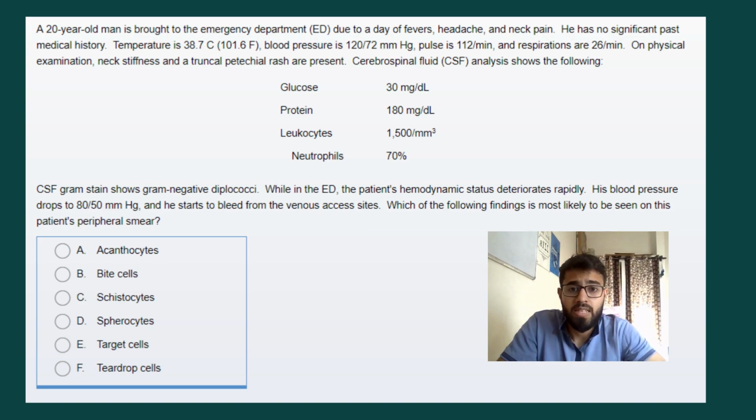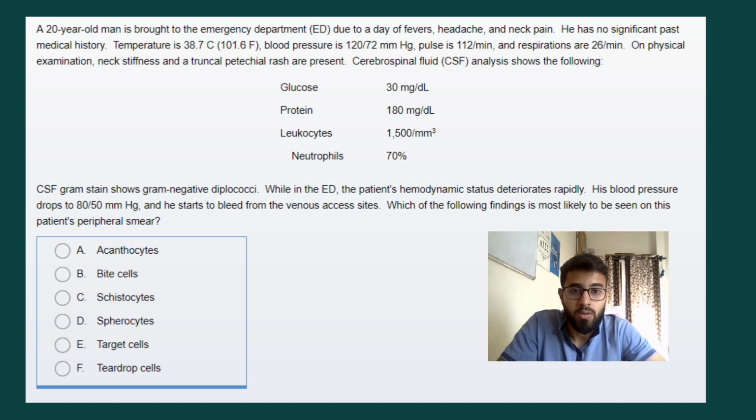Probably it's meningitis. Even if I didn't know what the bacteria was, I would have known that this is Neisseria, because it's the most common bacteria to cause meningitis in this age group. Nevertheless, they have given that this patient has been infected with a gram-negative diplococci. It confirms that yes, this was Neisseria, but this info is not required.